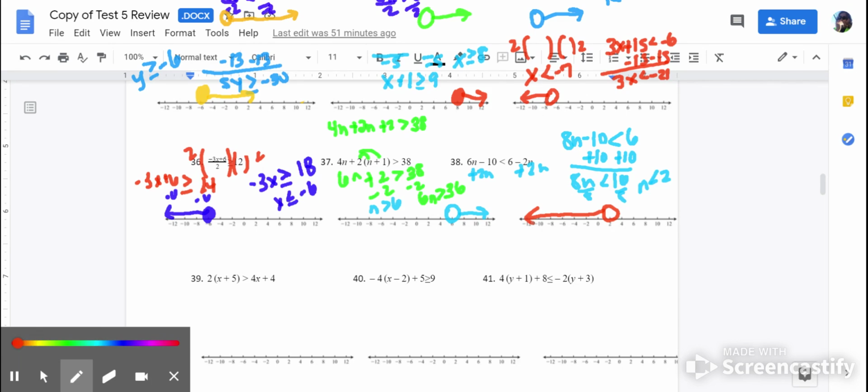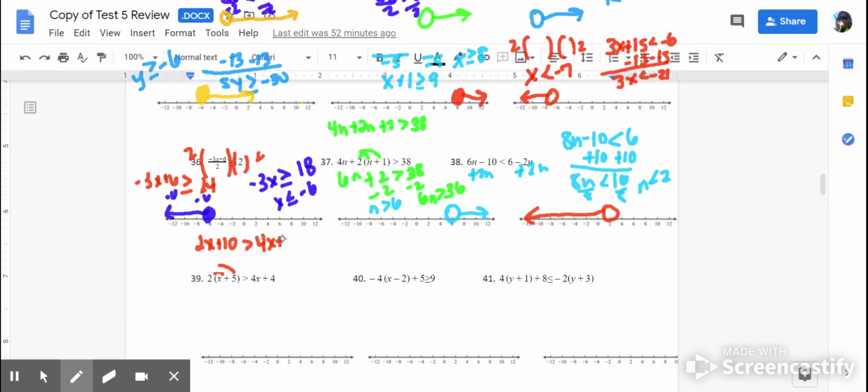For 39, I need to start by distributing the 2 to each side. So I have 2x plus 10 is greater than 4x plus 4. I want to get like terms on the same side. So I'm going to subtract the 4x from each side, where I'll have negative 2x plus 10 is greater than 4. Subtract 10 from each side, where I'll have negative 2x is greater than negative 6.